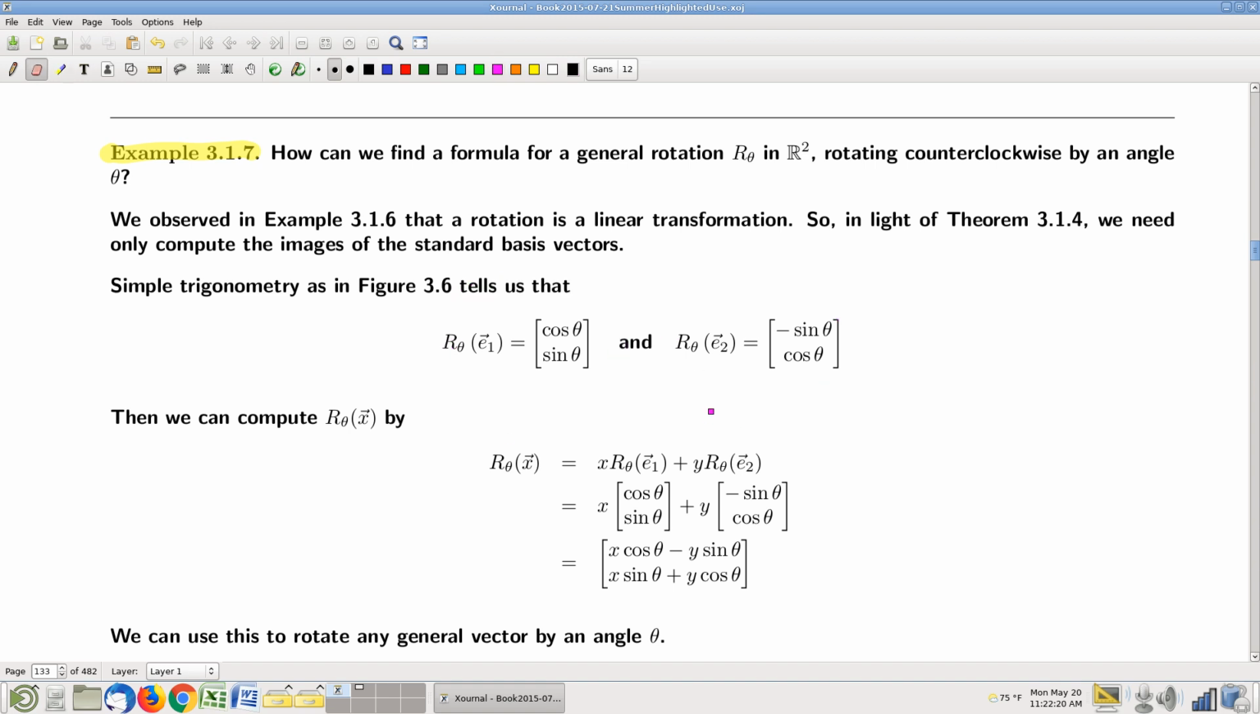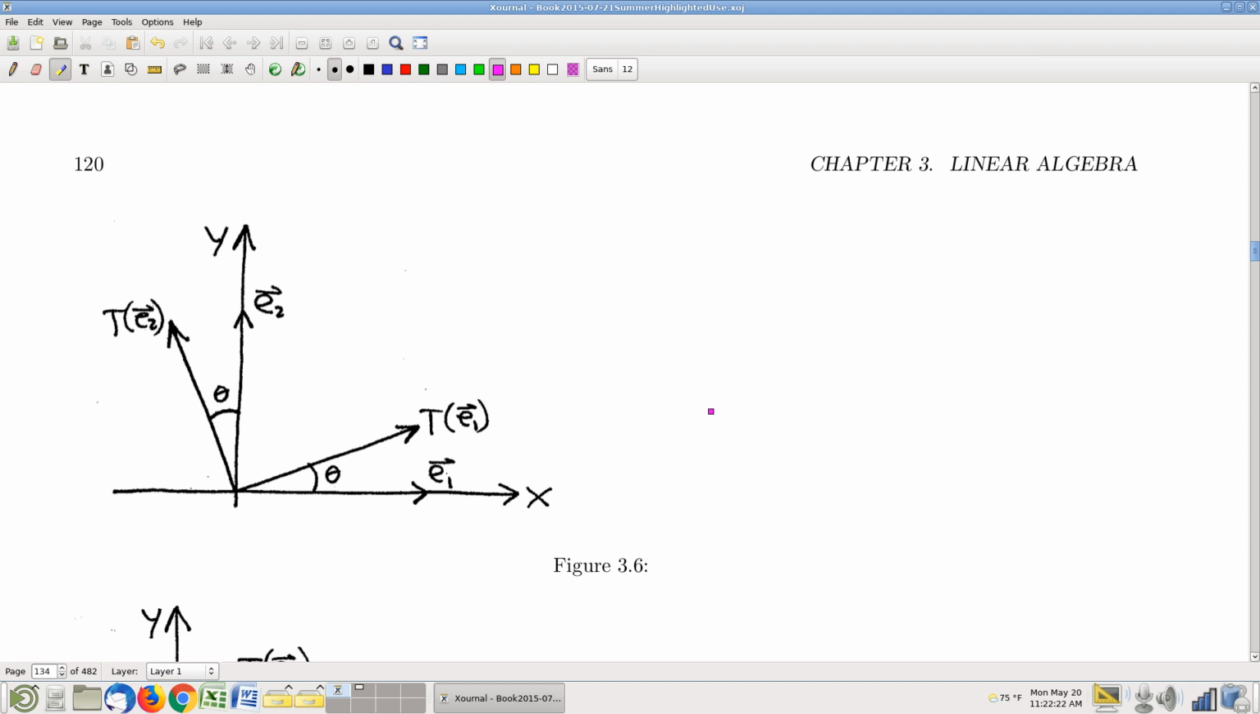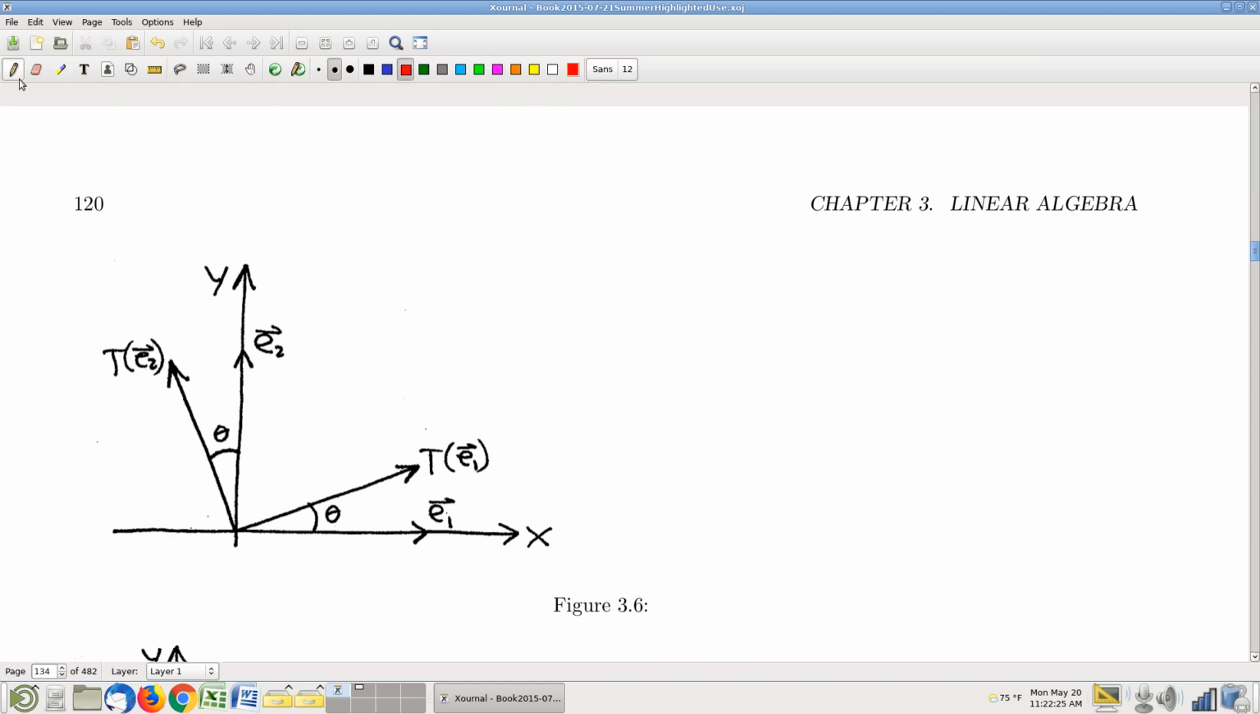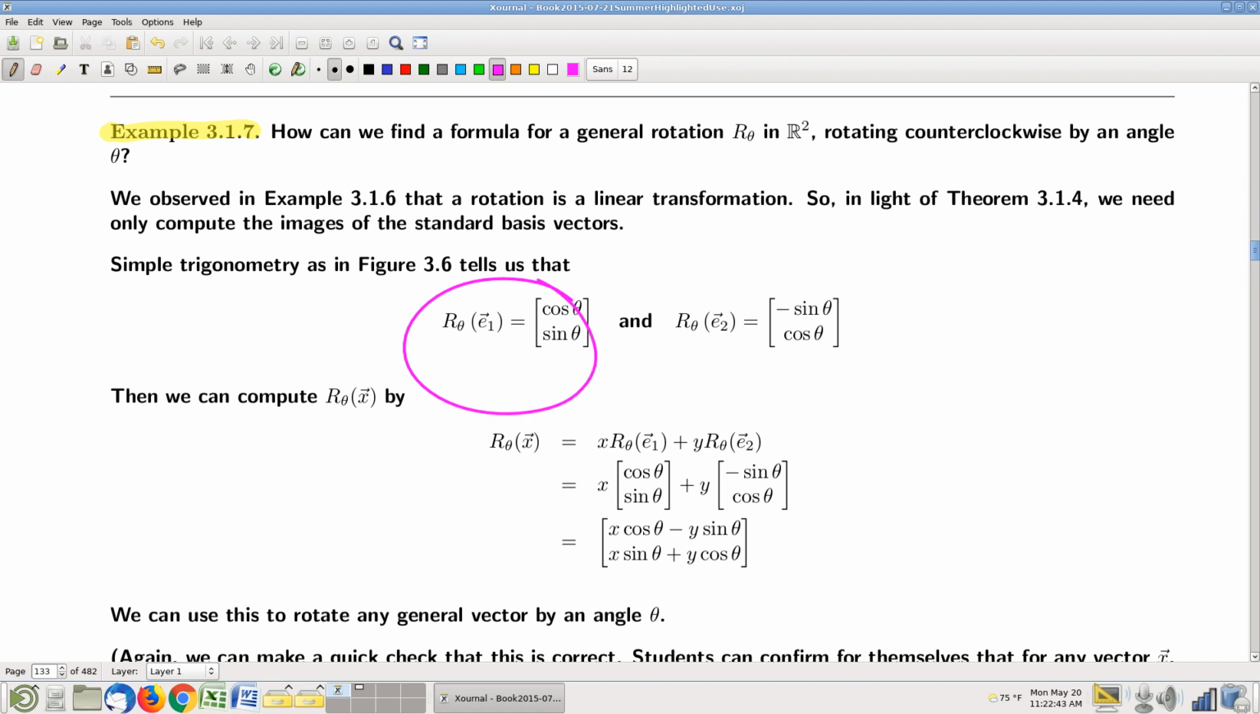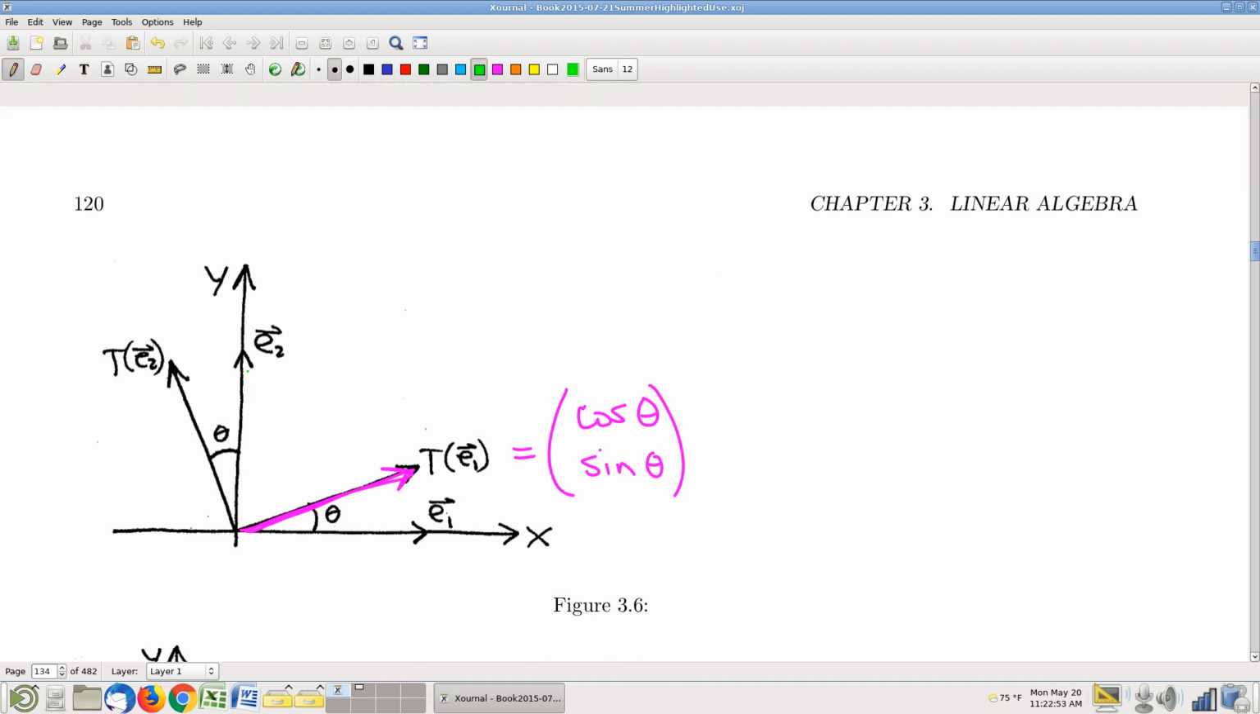And here's an easy calculation here. The rotation of E1, that's just cosine theta, sine theta. It's a little trig triangle. So there's the rotation of E1. That's the image of E1. Likewise, for the image of E2, you're going to look at this different triangle over here.